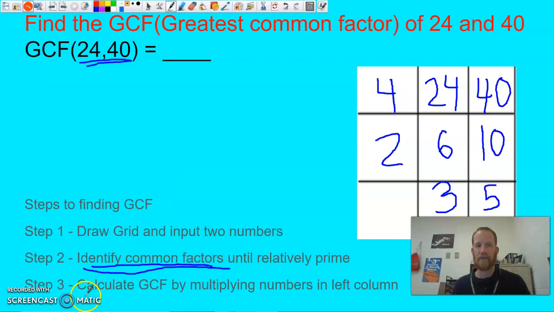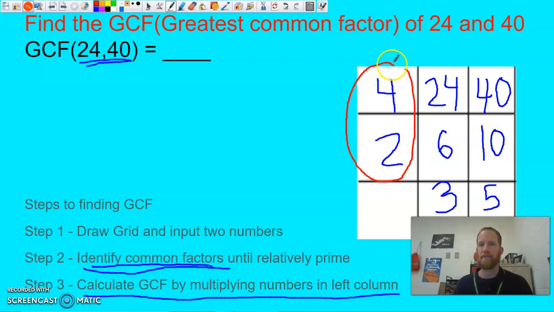So the last thing I need to do is step 3, calculate the GCF by multiplying the numbers in the left column. There are two numbers in the left column. These are the common factors, and they are 4 and 2. So I need to multiply those two together, and 4 times 2 is equal to 8. So the greatest common factor of 24 and 40 is 8.